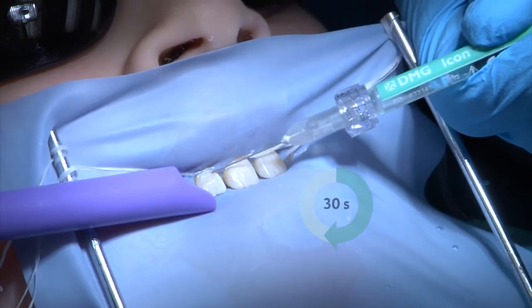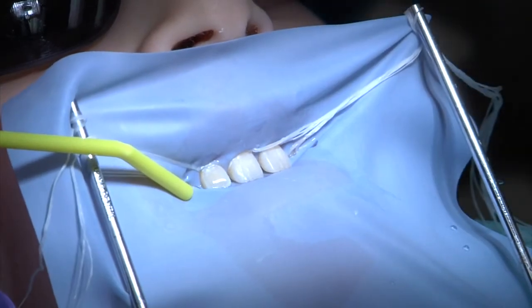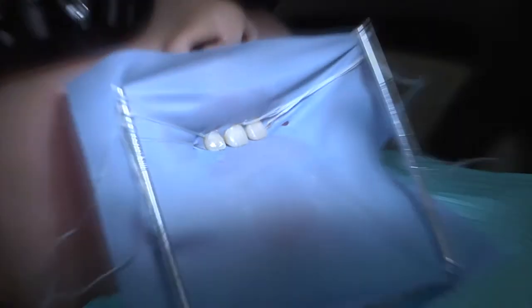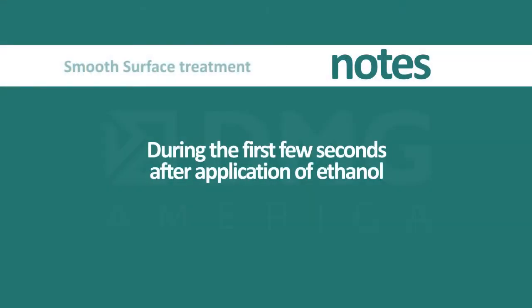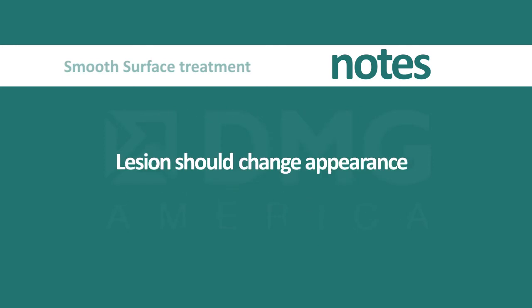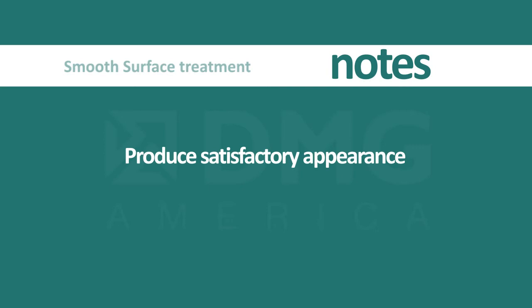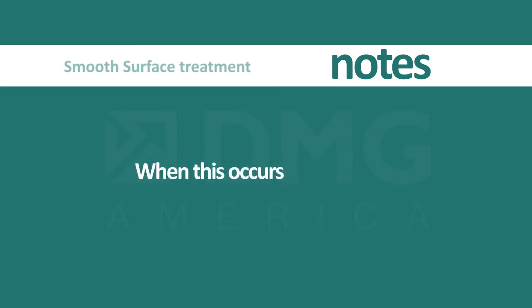While the ethanol solution is present within the lesion, there is an opportunity to preview how the lesion will appear after the infiltration. During the first few seconds after application of the ethanol, there should be a change in the appearance of the lesion. The lesion should fade and produce a satisfactory aesthetic appearance. When this occurs, you may proceed with the subsequent infiltration steps.